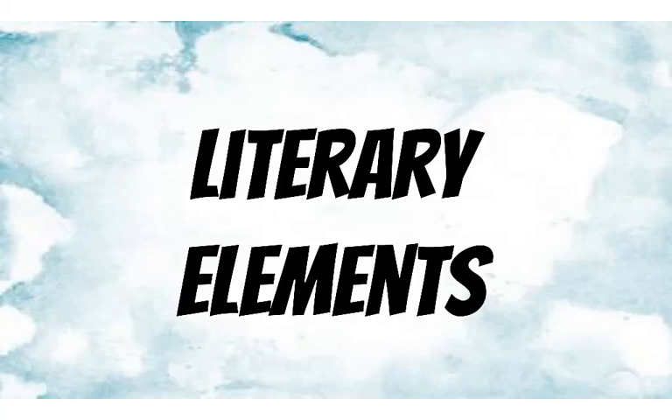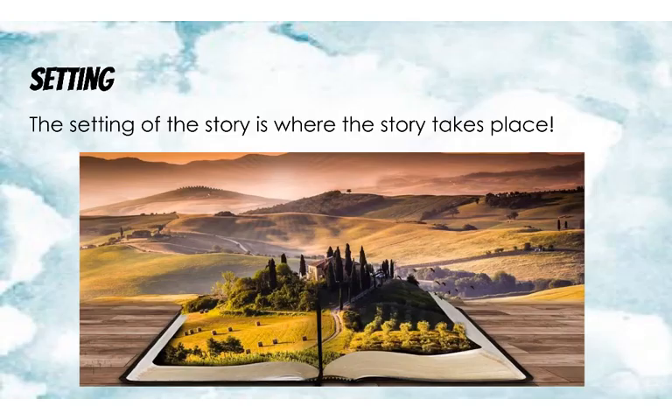Okay, so let's talk about literary elements. We mentioned this a little bit when we read The Bad Case of Stripes, but we need to talk about the 4 main literary elements that we're going to talk about all year. So the first literary element that we're going to talk about this year is setting.